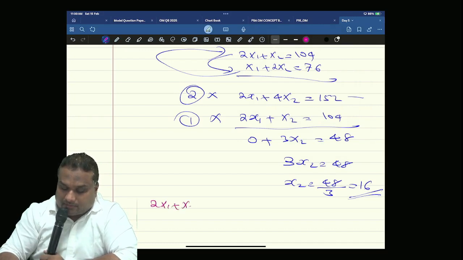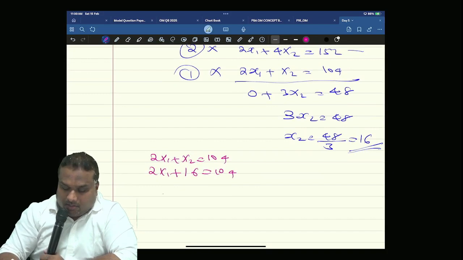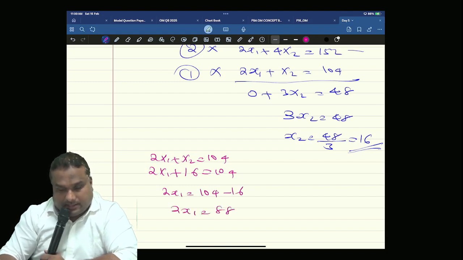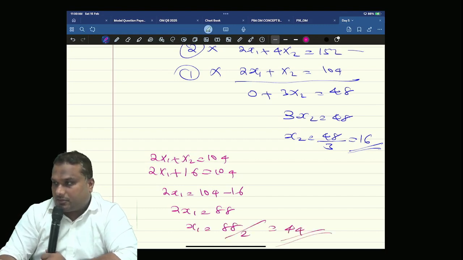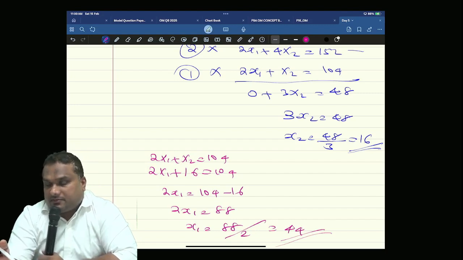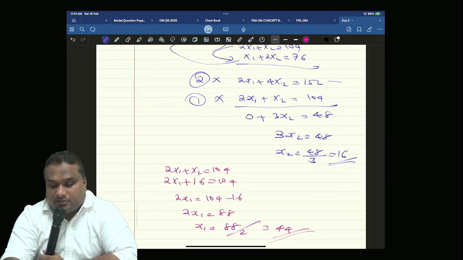2x1 plus x2 equal to 104. 2x1 plus 16 equal to 104. 2x1 equal to 104 minus 16. What is that? 2x1 equal to 88. Now x1 is equal to 88 by 2, which is 44. This is how we are getting x1 equal to 44, x2 equal to 16.